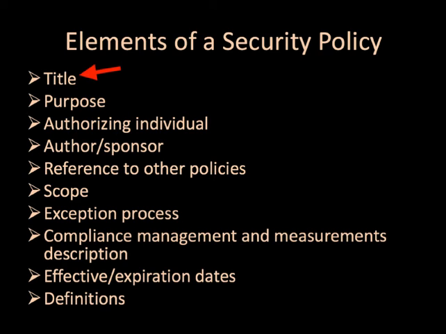We start with the title of the policy. The title should clearly state what the policy covers. For example, Internet Usage Policy or File Server Build Policy. This makes it easy for users to locate the correct policy. Next, we clearly state the purpose of the policy. This is typically the policy statement that includes management's expectations of outcomes.